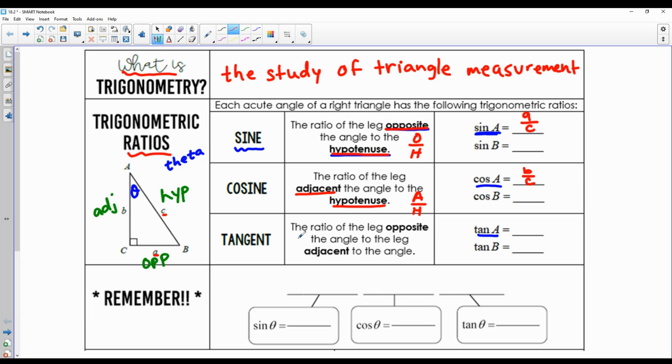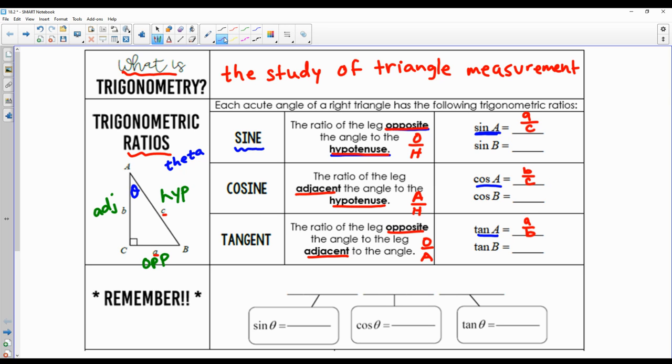And then our last ratio, the tangent, is the opposite side over the adjacent. So in this lovely triangle, my opposite is A, my adjacent is B, and so that's the tangent of B. All right, so that's how you find the ratios. Now, please note, the most important thing that you could do is label your triangle correctly.